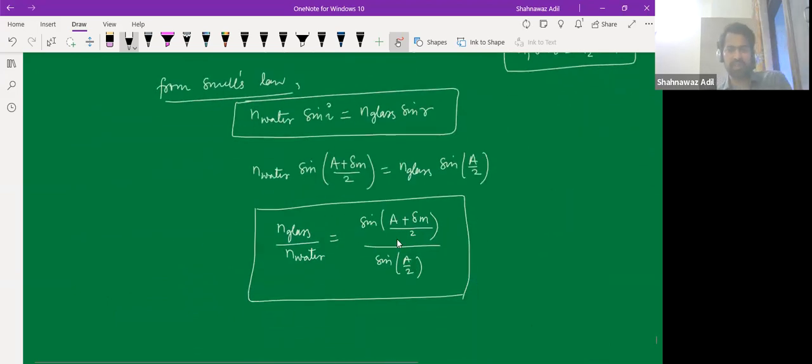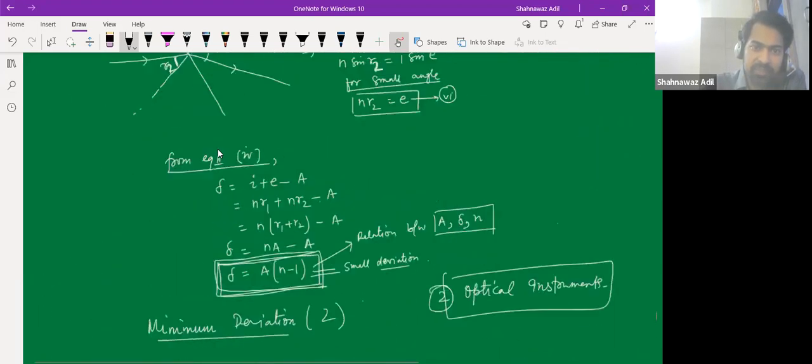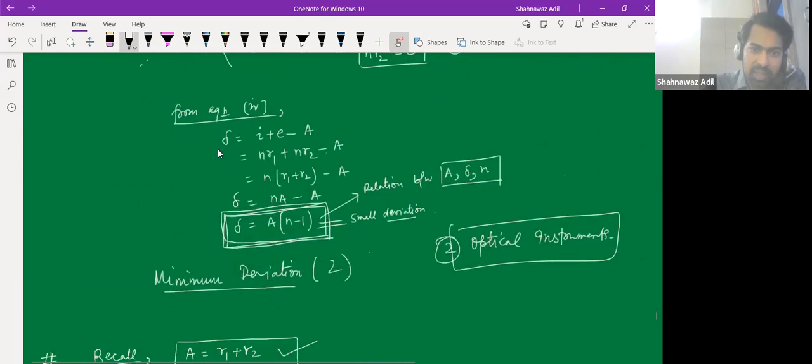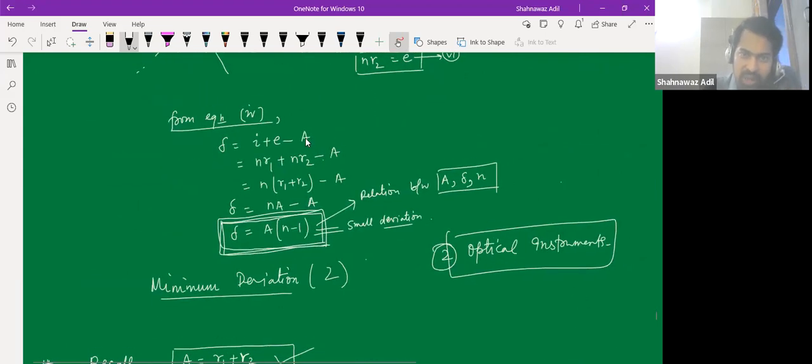So is this thing clear? Everyone, is this thing clear? Yes, sir. Okay, so Arsenal, you have joined late, so let me just tell you what did we do. Earlier we saw that for a small angle A, we have reduced this to this one, right? This was our minimum deviation.